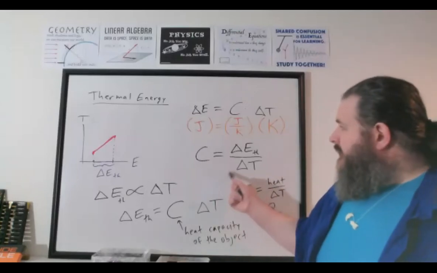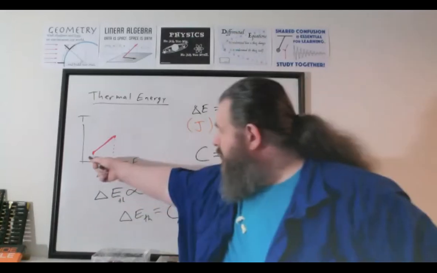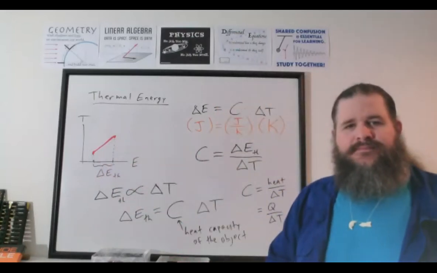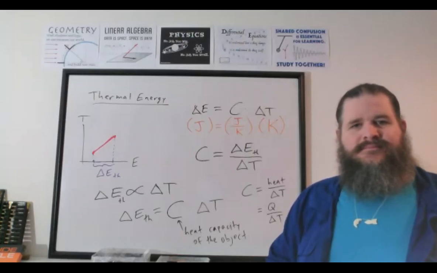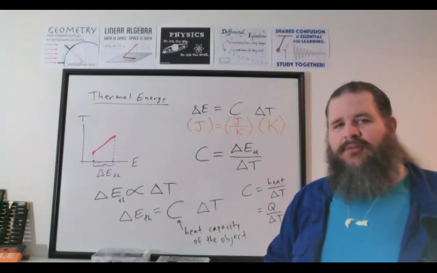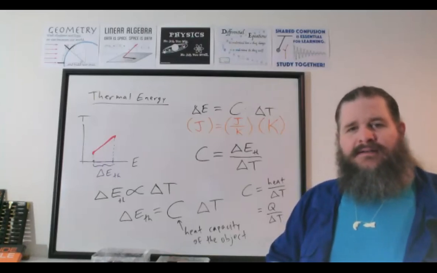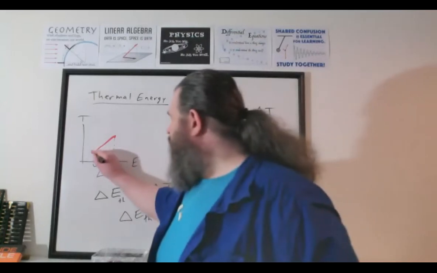It also ties in nicely to this graph. What does delta E thermal over delta temperature represent on this line? It's very closely related to the slope, right? There's only one slight exception. How do we typically define slope on a line? Yeah, the slope would be rise over run.